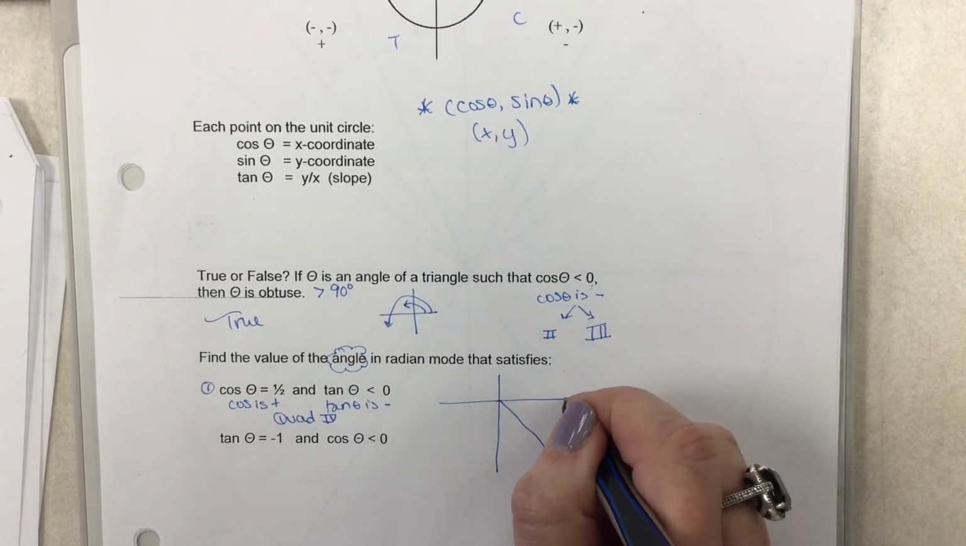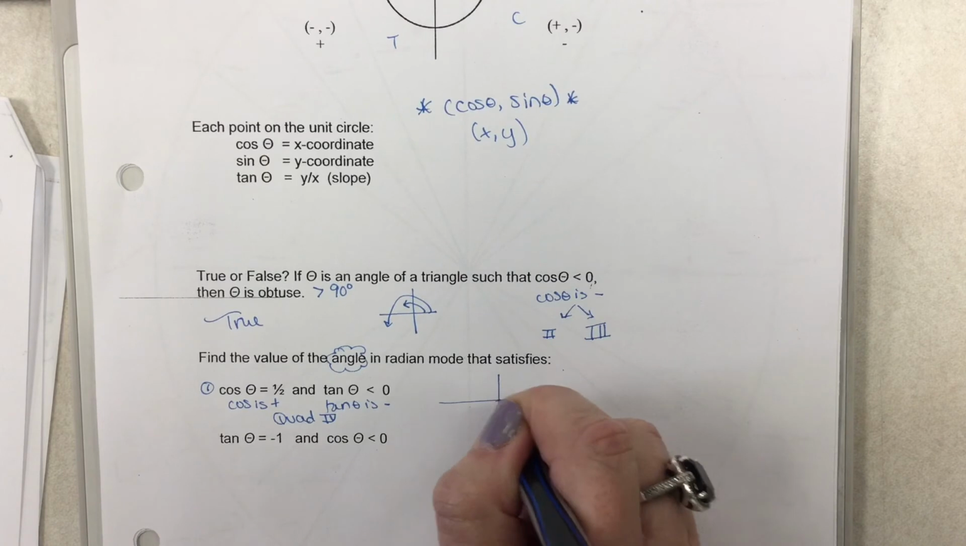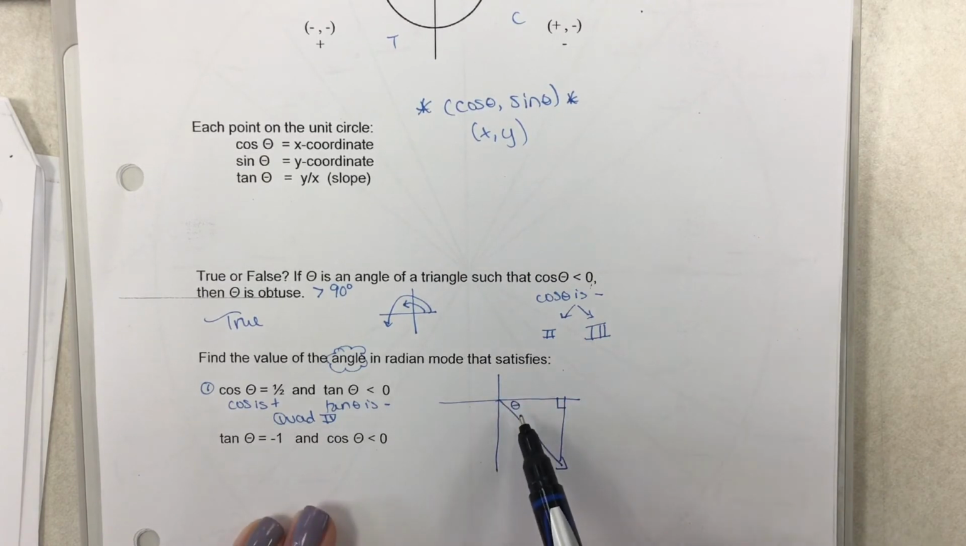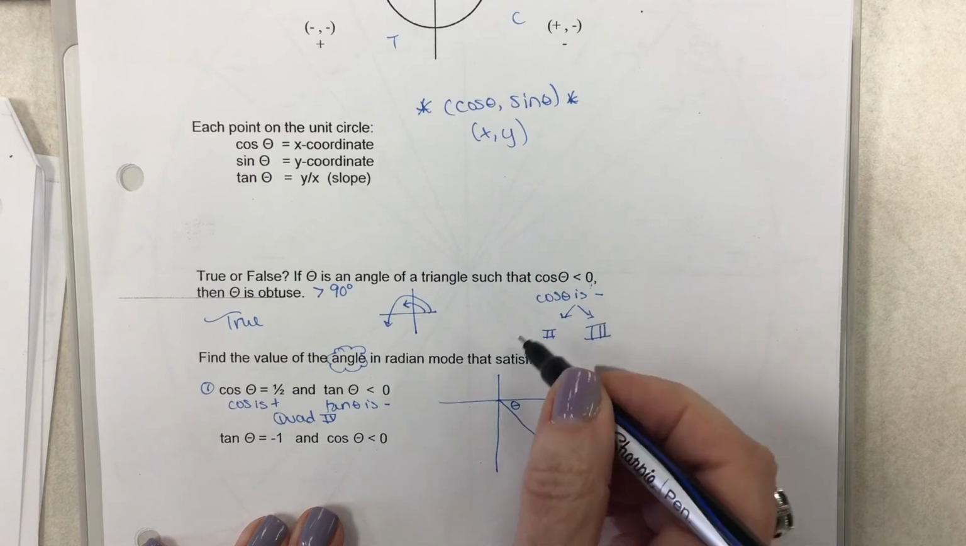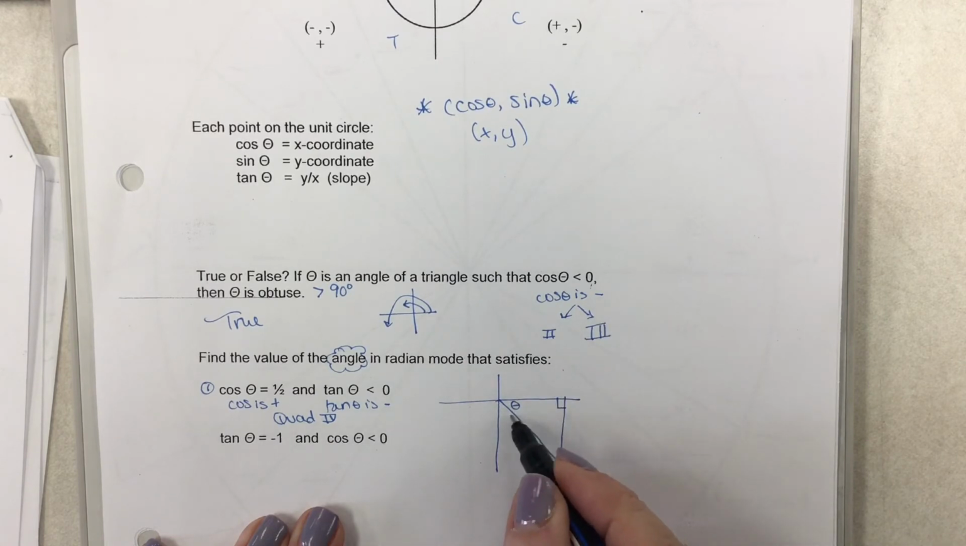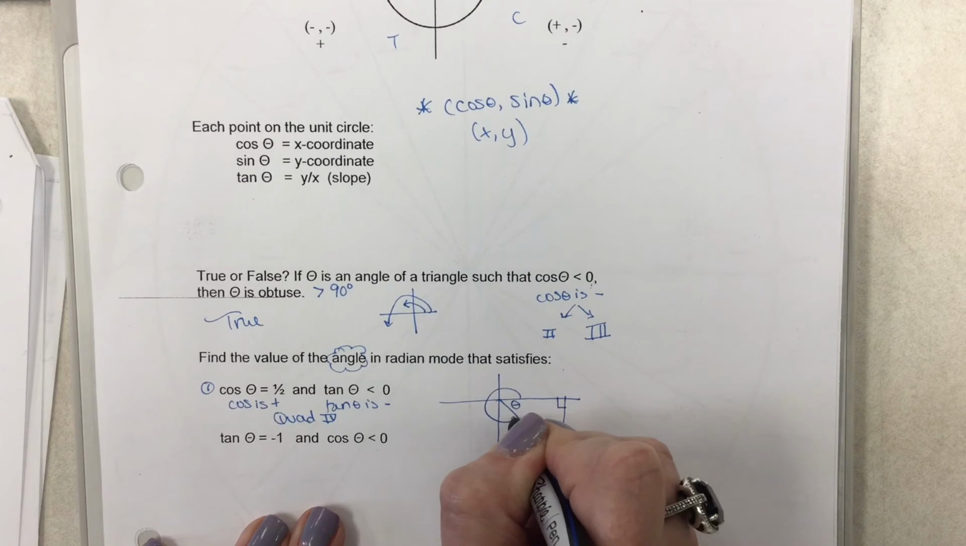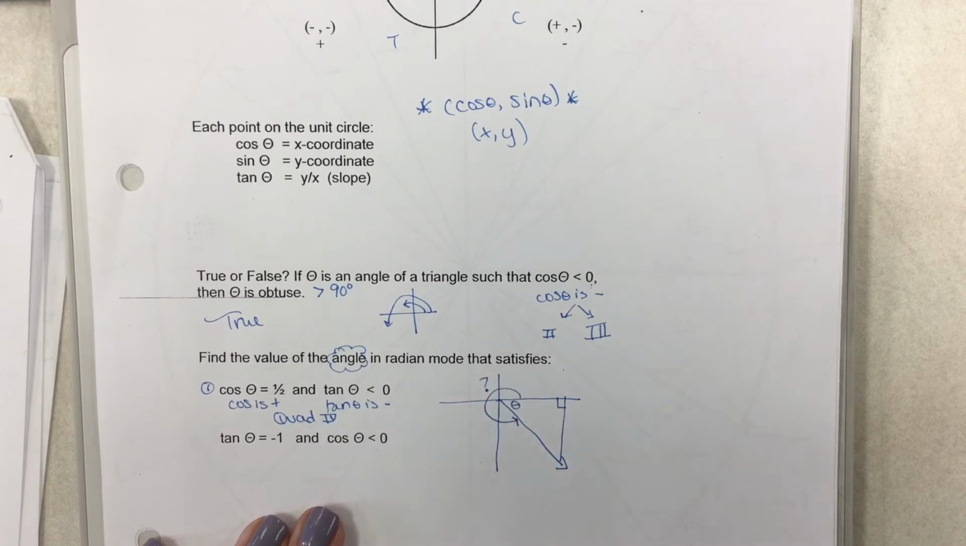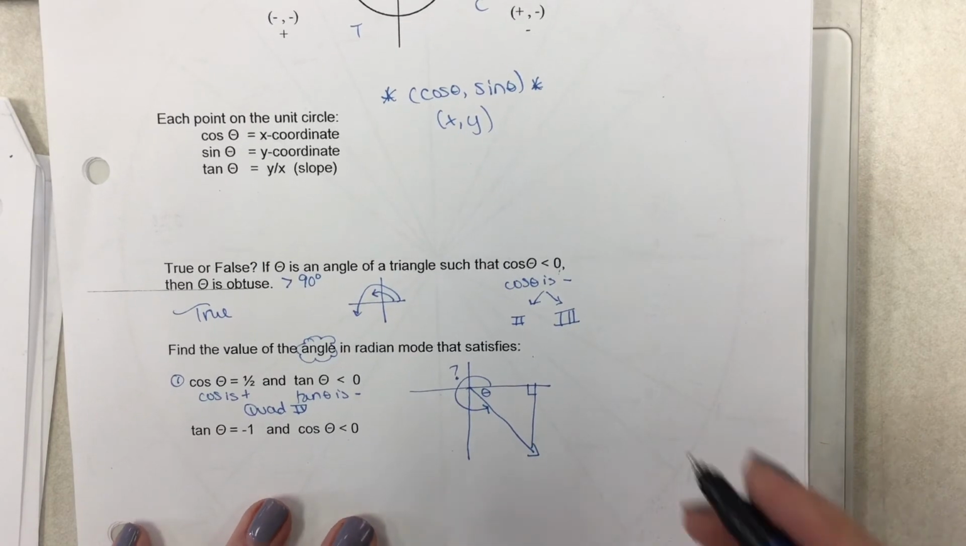So I draw my triangle. This is theta. And again, I need to find what theta is. So I'm looking for a reference angle, but unfortunately I don't know what this is either. I don't know what that is. So this is where we can use our calculator.